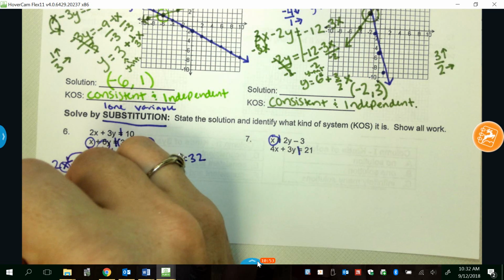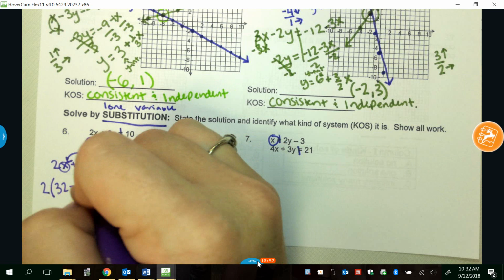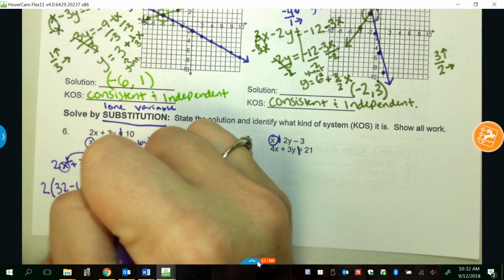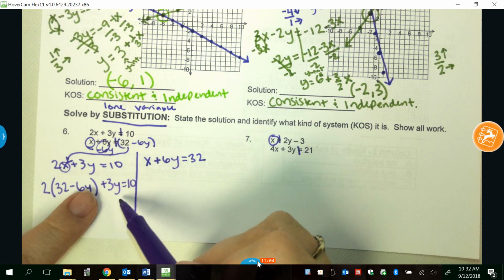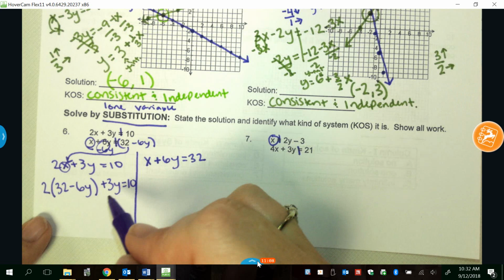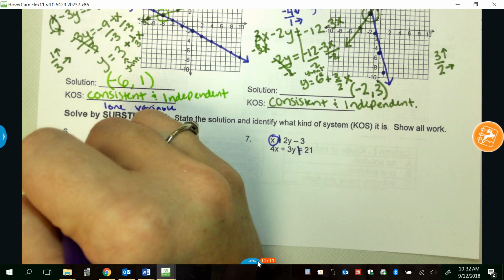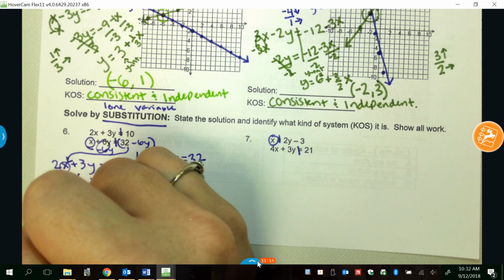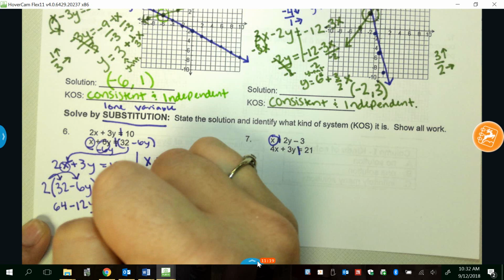So instead I'm going to have 2 times (32 minus 6y) plus 3y equals 10. Remember, we only replaced the x, so I should still have the 2 in front, and the plus 3y equals 10 at the end. So now we're going to solve for y, because we only have y's left. So 2 times 32 is 64. 2 times negative 6 is negative 12y. Bring down that plus 3y equals 10.